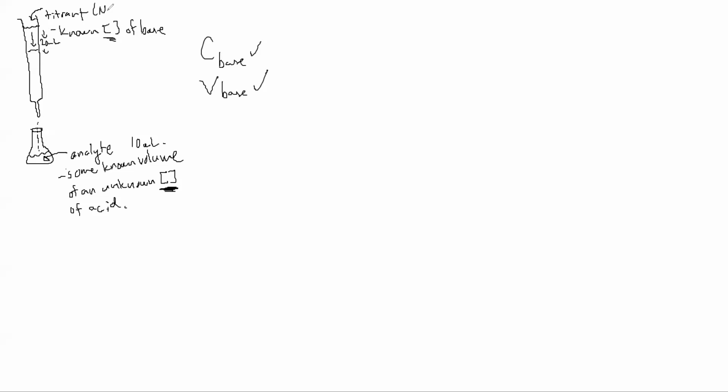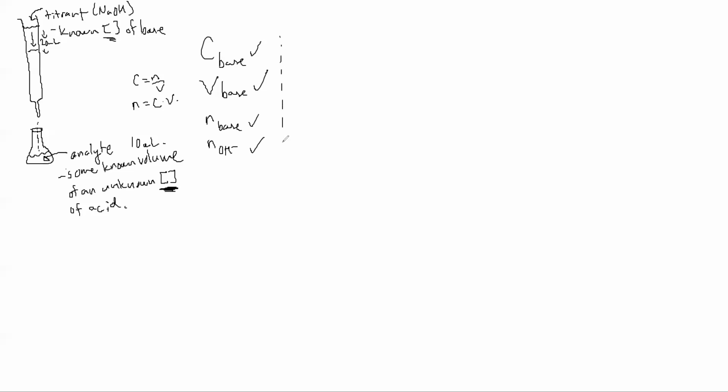So the titrant will be, let's pretend I put in NaOH, okay? If I know the concentration of the base, NaOH, and I know the volume of the base, NaOH, that I used, then using C equals n over V, or n equals C times V, I can calculate how many moles of the base that I put in, which means I know how many moles of hydroxide that I put in.